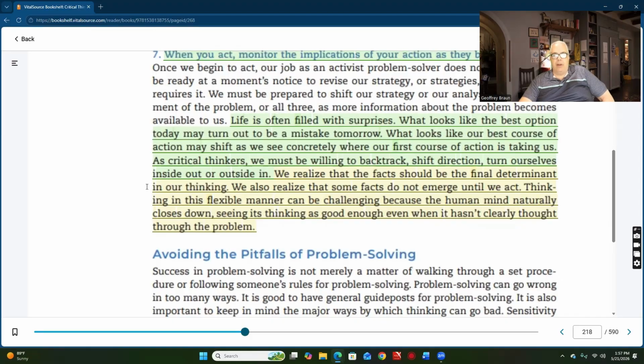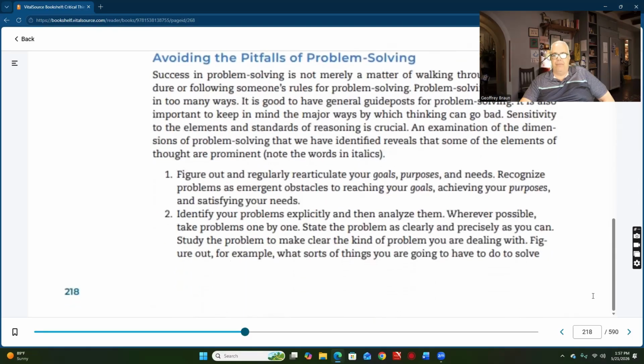Thinking in this flexible manner can be challenging because the human mind naturally closes down. You have to understand how the human mind works. That's important too. Seeing its thinking is good enough, even when it hasn't clearly thought through the problem. And that's dangerous. That is dangerous. Very dangerous.